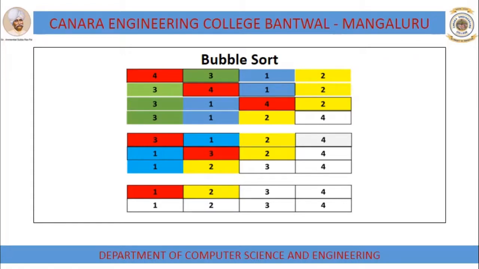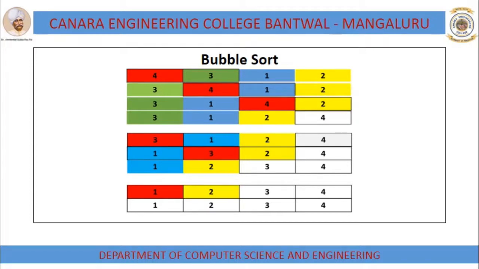Now I compare 4 with the next adjacent element, that is 1. Since 4 is greater than 1, they are not in ascending order, so I swap 4 and 1. Now again I'll compare 4 with the next adjacent element, that is 2. Since 4 is greater than 2, they are not in order, so I swap 4 and 2. Now I have reached the end of the array. Now if you see, the largest element, that is 4, is placed in the appropriate position, that is the last position in the sorted array.